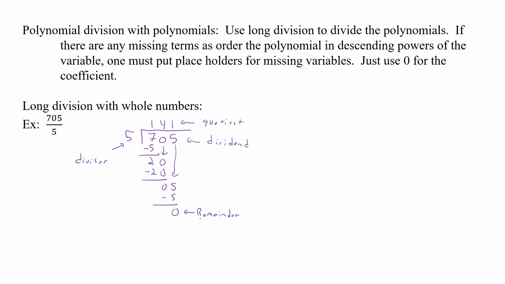Now, with the remainder, remember, say there was a remainder of 2, you're going to put that up here, and it's going to be like the 2 over the divisor. So you'd have 141 and 2/5 if that was the case. Now, since we have 0, it's going to be 0 over 5, which is just 0. So we just have 141 as our actual value here.